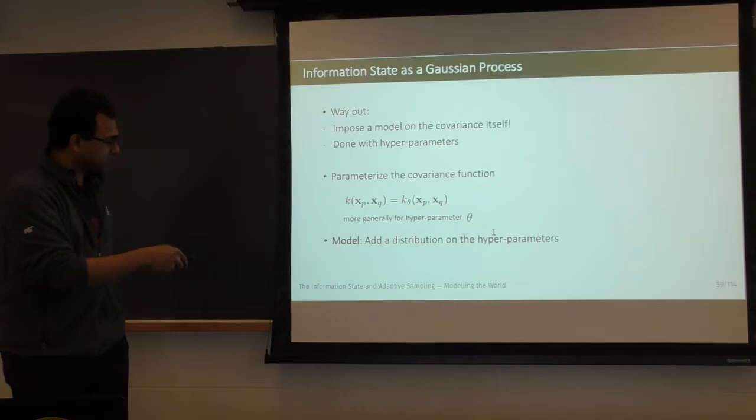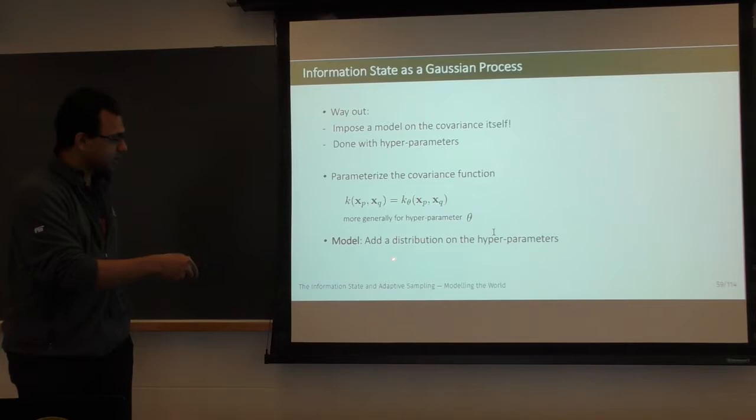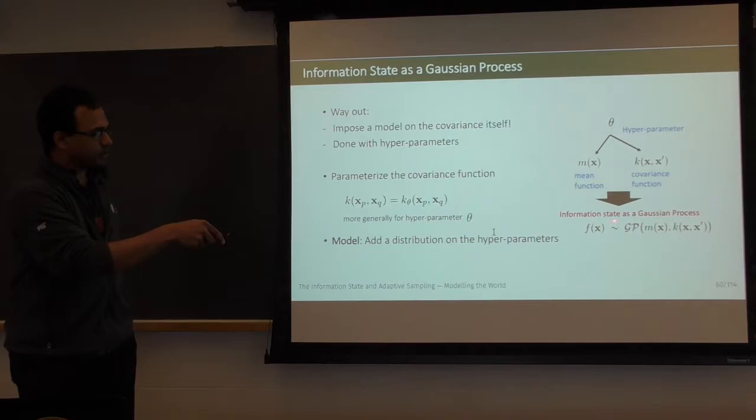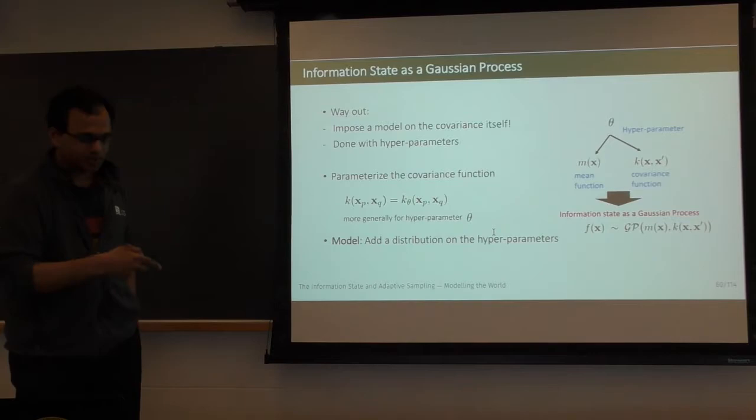Theta could be multidimensional. And the model for our information state, because we don't know what the covariance and mean functions are, is to add a distribution over hyperparameters. So this is how our information state looks. You have some hyperparameters on which there's some distribution. Given the hyperparameters, there's a functional dependence on mean and covariance. So given the hyperparameters, I know what the mean and covariance are. And given the mean and covariance, I know what my information state, which is modeled as a Gaussian process, is. So this is how we'll model the information state throughout.